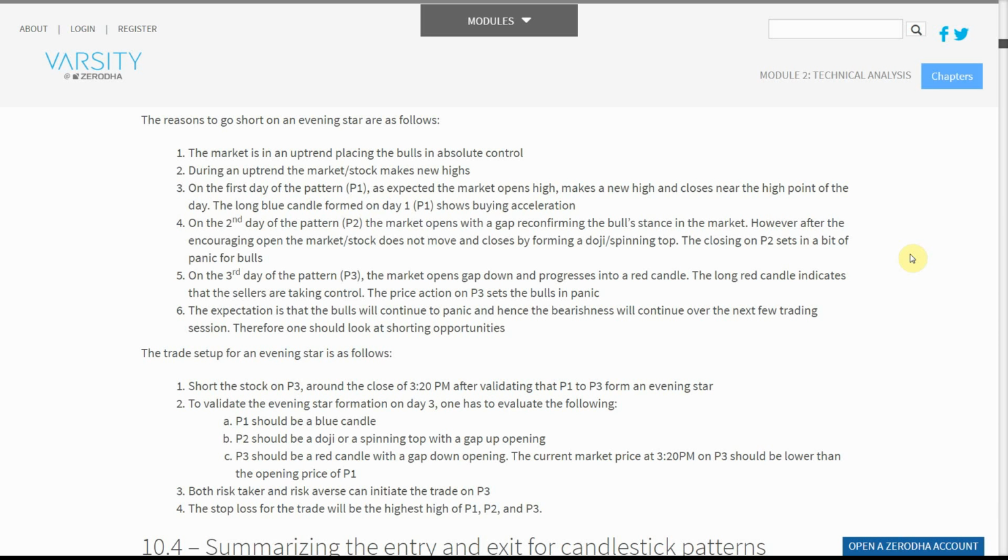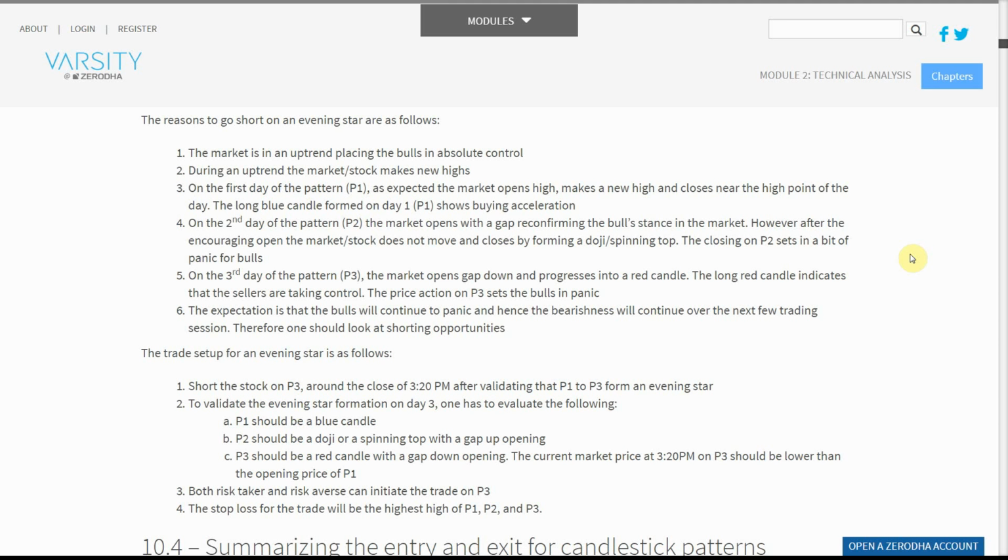The trade setup for an evening star is as follows. Short the stock on P3 around the close of 3:20 p.m. after validating that P1 to P3 form an evening star. To validate the evening star formation on day 3, one has to evaluate the following.